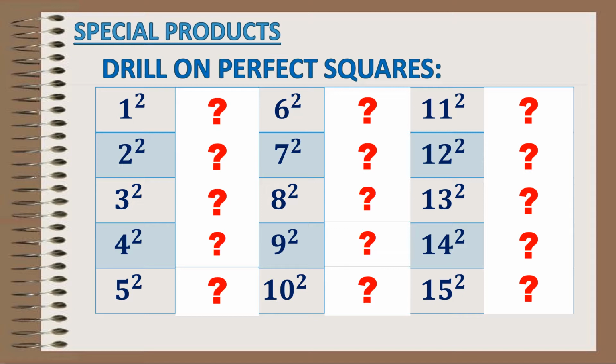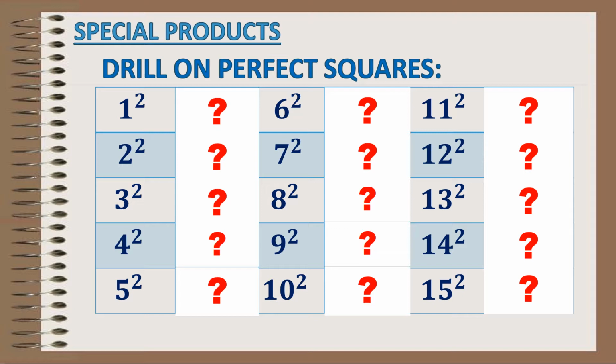To prepare you and to help you solve faster the lesson we have for today, let us do the drill on perfect squares. All we need to do is to square the counting numbers from 1 to 15. The exponent 2 means that you are to multiply the number by itself. Are you ready? If you are, follow after me.